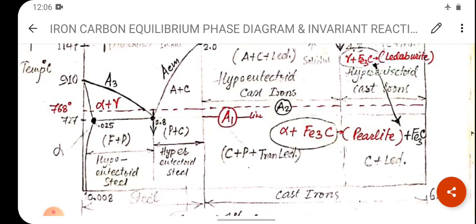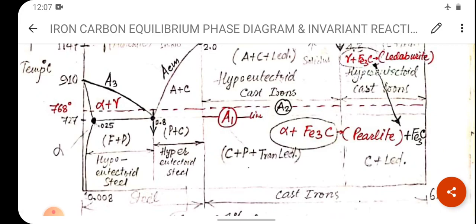Clear? Inside this region what will be there? It will give you alpha ferrite, up to 0.008% to 0.025% at 910 degrees Celsius. So in this range it will give you alpha ferrite. Clear? Alpha plus gamma already explained. So see this, that is below that line, 0.025 and 0.8 on the x-axis, it will give you ferrite plus perlite. What is perlite? Perlite is nothing but alpha plus Fe3C is known as perlite.